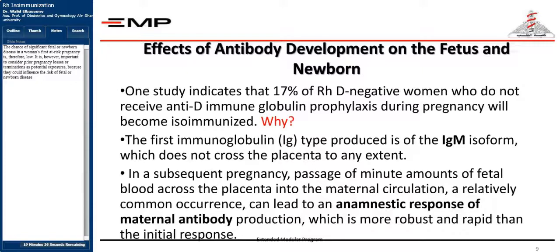The first immunoglobulin, Ig type, produced is the IgM isoform, which does not cross the placenta to any extent. In a subsequent pregnancy, passage of minute amounts of fetal blood across the placenta into the maternal circulation, a relatively common occurrence, can lead to an anamnestic response of maternal antibody production, which gives a robust and rapid response. The chance of a significant fetal or newborn disease in a woman's first at-risk pregnancy is therefore low. It's however important to consider prior pregnancy losses or terminations as potential exposures because they could influence the risk of fetal or newborn disease.